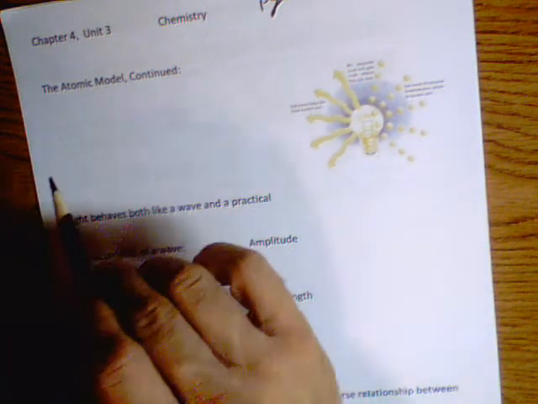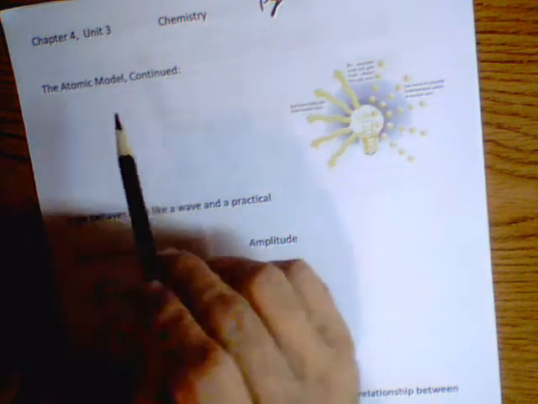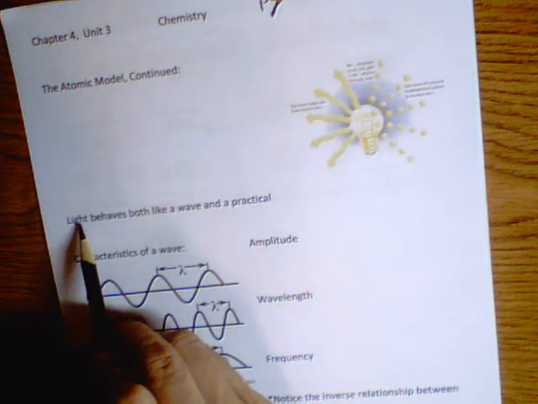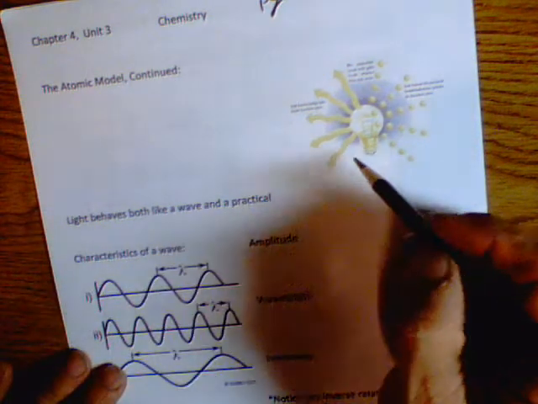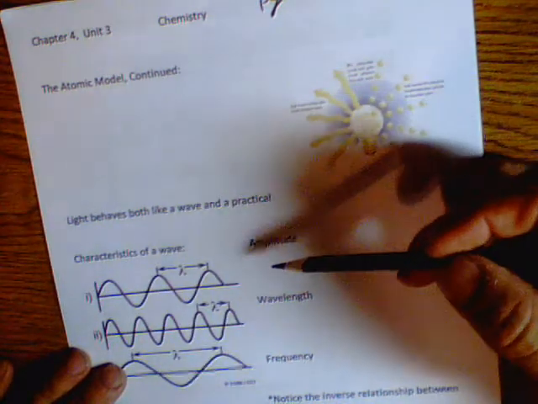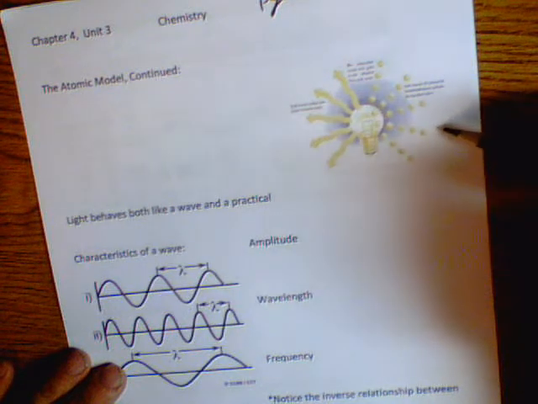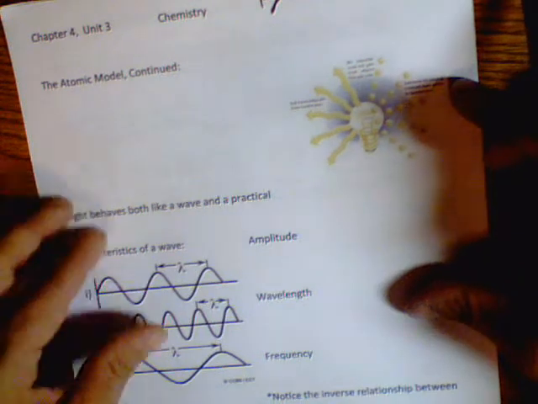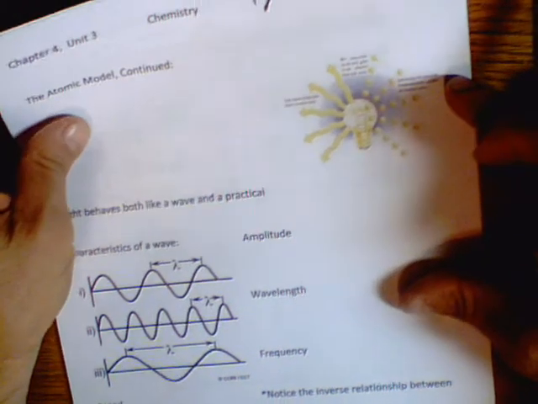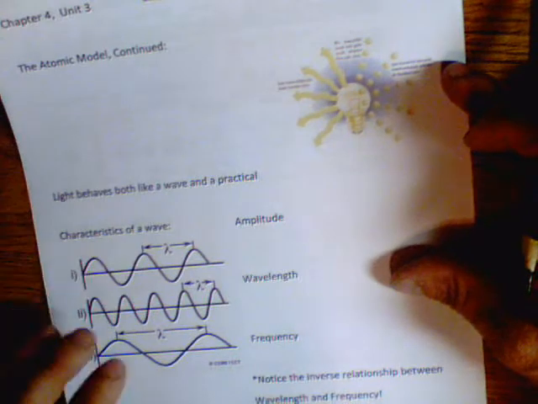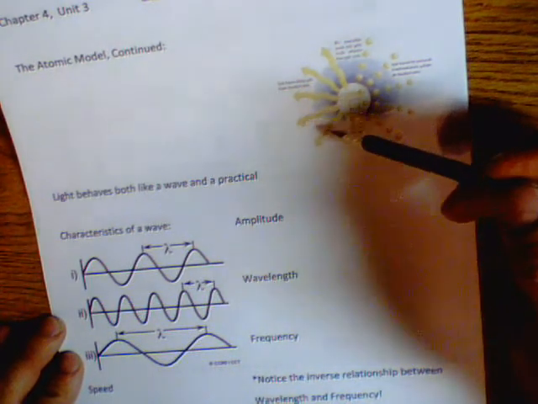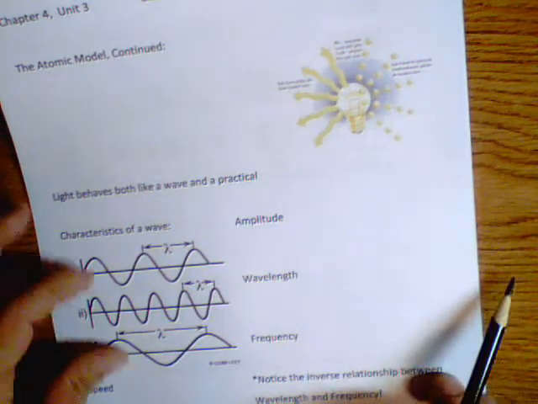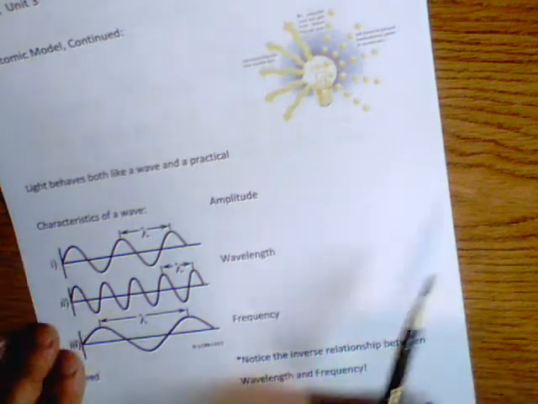Well, the atomic model continued. One of the things that you have to remember is that light behaves both like a wave and a particle. So before we get started, you have to understand what a wave is. I don't think you have a problem understanding what a particle is, because we deal with particles quite frequently. The way they bump into one another is something that we're familiar with. A wave, on the other hand, a lot like a wave on an ocean, we're a little bit less familiar with. So let's go through some of the characteristics of a wave.